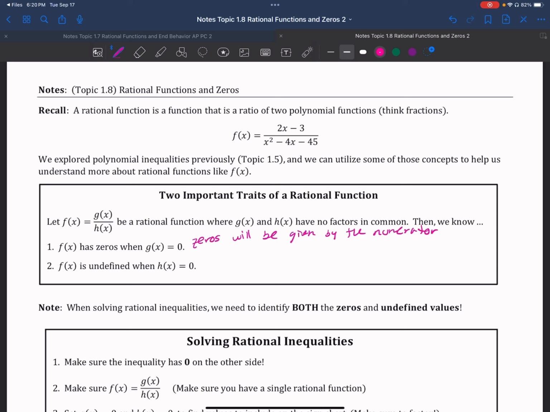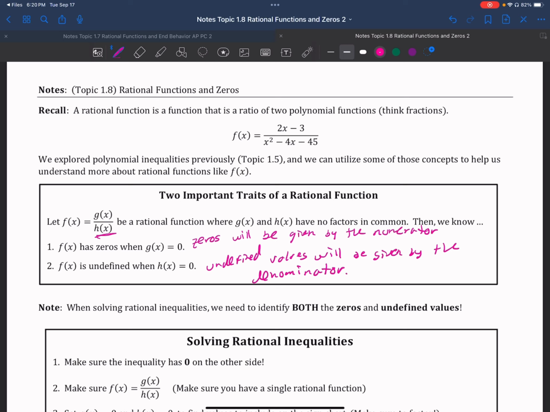If you look at number 2, it says f is undefined when h of x is equal to 0. So when the denominator is 0, I will get an undefined value. So undefined values will be given by the denominator. This will be important as we do our sign chart and look at the inequalities.